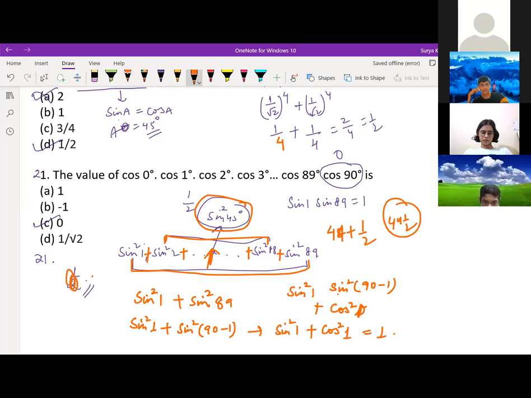Sir, you mentioned multiply, right? Multiply will happen only if they give it in some different way, like sine, cosec. Samarth, how would you multiply sine square 1 into sine square 89?